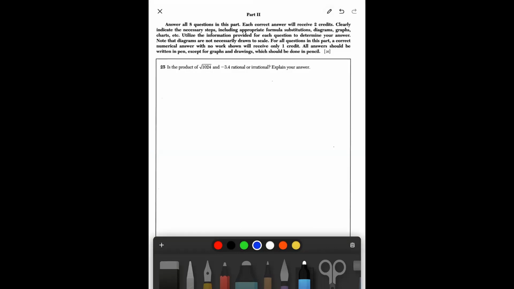All right, so this one says, what is the product of the square root of 1,024 and a negative 3.4? Is that going to be rational or irrational? And they want us to explain our answer. Now, the way that I want you guys to do this is just write each number. And by the way, in order to answer this question, you got to know what product means. Product just means that you are multiplying. So we're going to multiply these two.